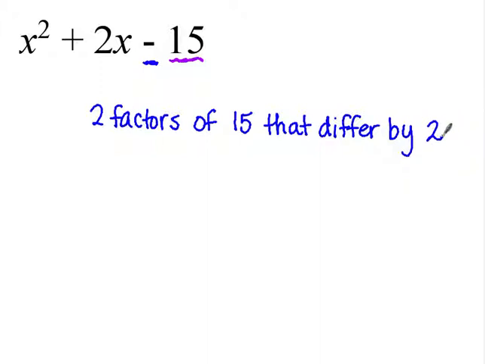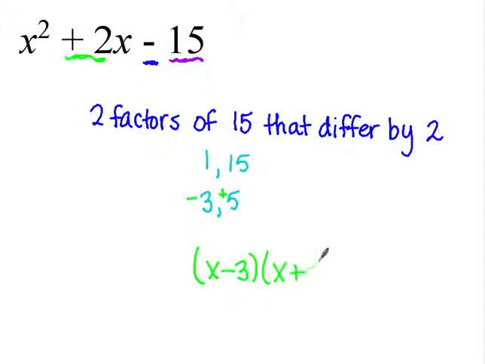So when we think of factors of 15, first of all, we've got 1 and 15, and as somebody's already said, 3 and 5. Those 2 factors differ by 2. What do 1 and 15 differ by? 14. Okay, so now I need to think, how can you get a positive 2 from 3 and 5? So let's attach signs. Positive 5, negative 3. Because now if you add them together, you get a positive 2. And so when I place that in parentheses, this is what I get: x minus 3 times x plus 5.